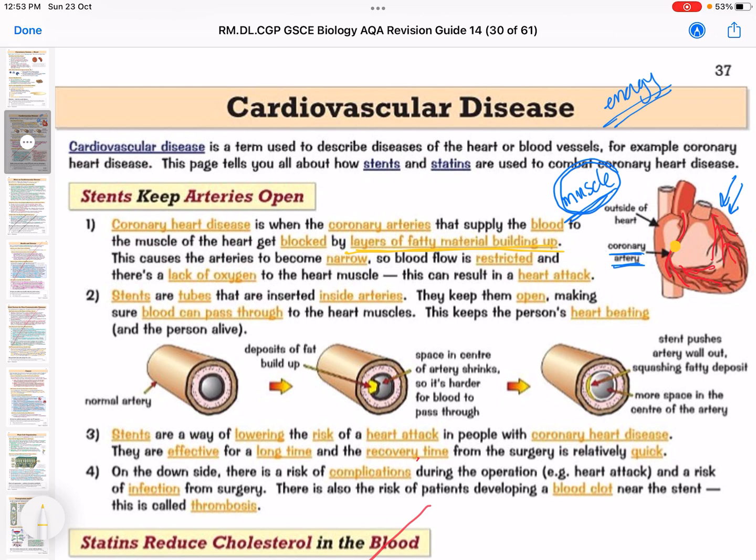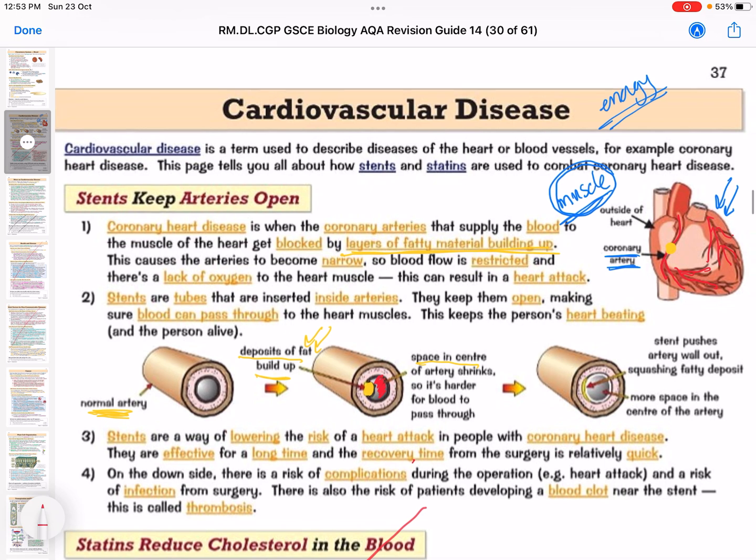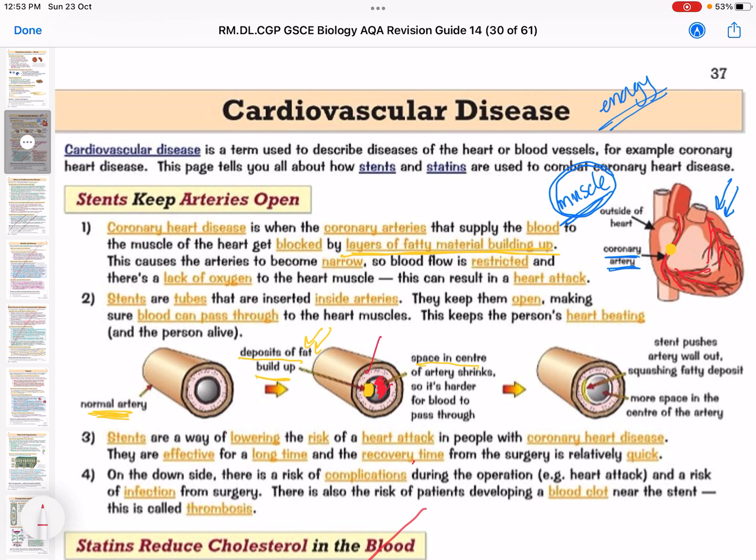So the problem with this blockage, as you see, that's a normal artery, okay? This is a partial block with a deposit of fat that builds up inside the coronary artery. It is harder for the blood to pass through this blocked artery. This may lead to problems like heart attack. So what could be a solution that may remove these fatty deposits? One of the solutions is called stent.